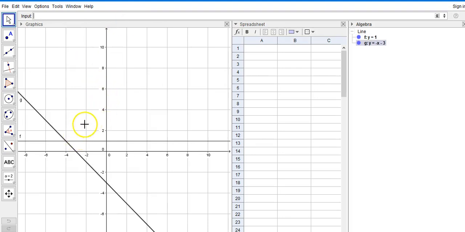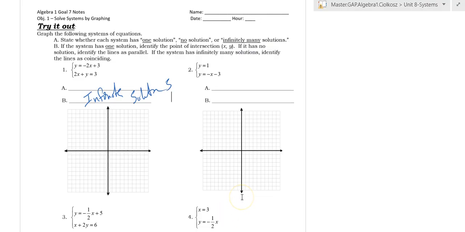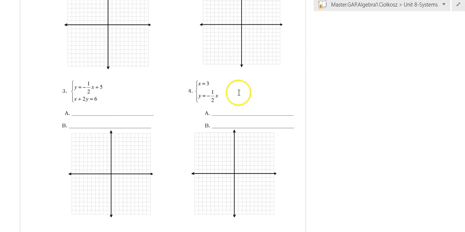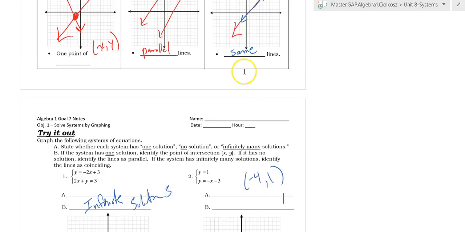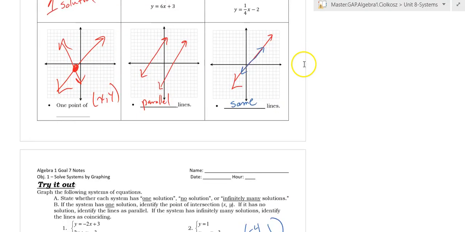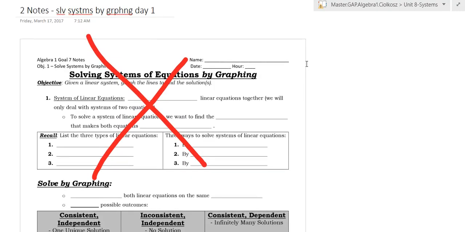So, if I want to see where these intersect, I'm looking here. It looks like they're intersecting at negative 4, and then halfway between 0 and 2, which is 1. So their intersection is negative 4, comma 1. You can use that exact same method to solve all of these problems. So anytime you're asked to solve by graphing, easiest way, use GeoGebra.